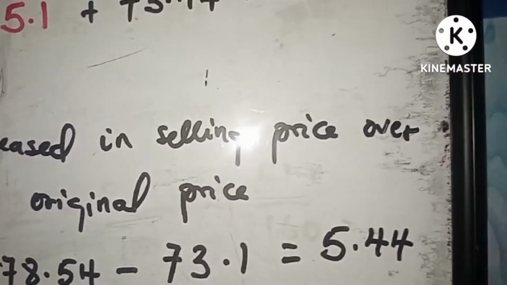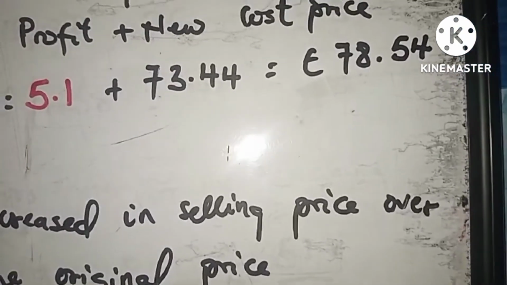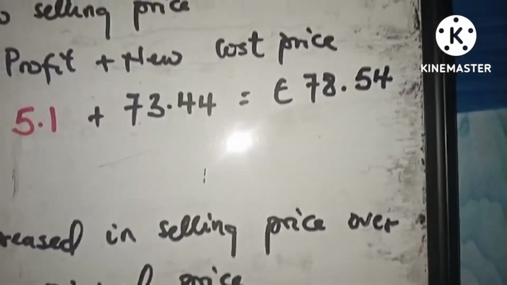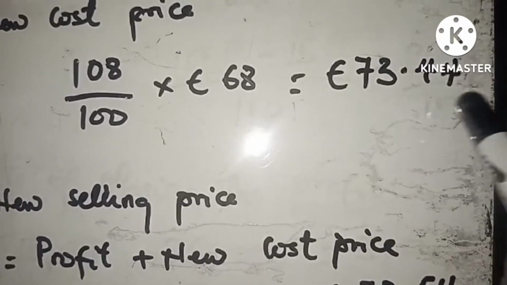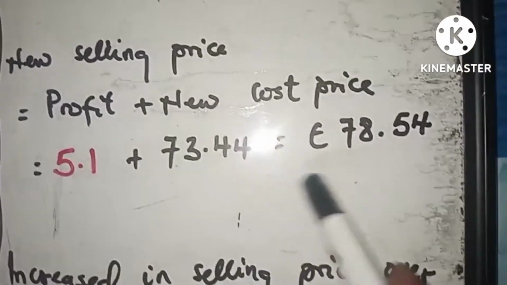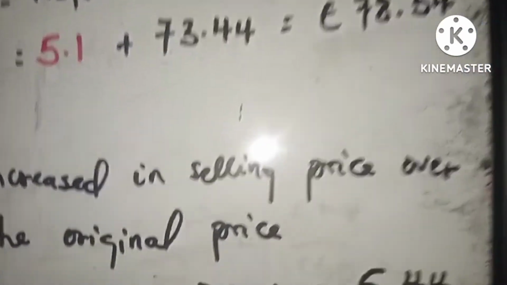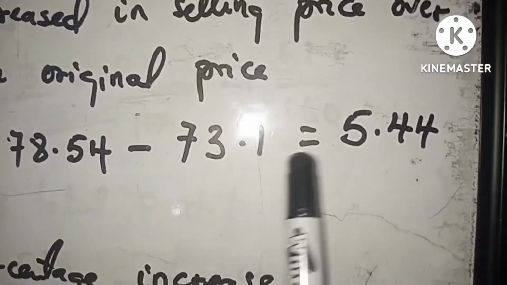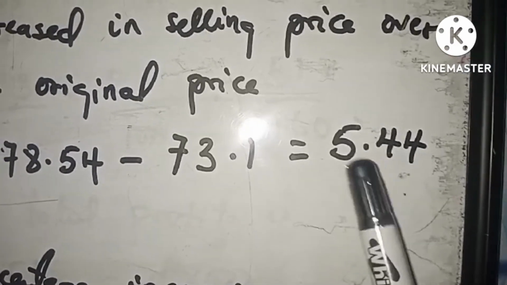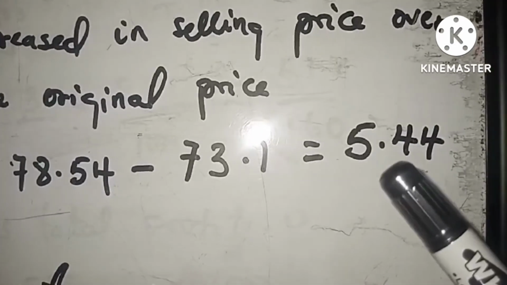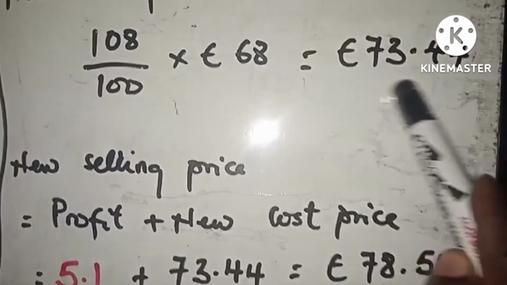Initially, how much did you sell this item, and then in the subsequent week how much did you sell it? We sold this at 73.44, and this is the new selling price that we made here, 78.54. If you see the difference between the two, that should give us 5.44, because that's what the question is asking: how can we increase the price of the product to make the same profit? So this is the new cost of the item.